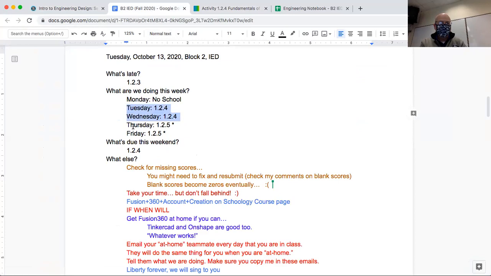Today and tomorrow we're doing 1.2.4. The end of the week, we're doing 1.2.5. It will be due the following weekend, not this weekend. 1.2.4 is due this weekend. Check for missing scores. Make sure you have fixed anything that is wrong. If you have a blank score and you don't fix it, it will become a 0 eventually. Okay, back to the assignment.